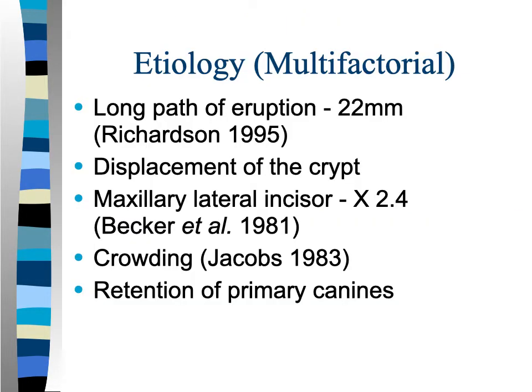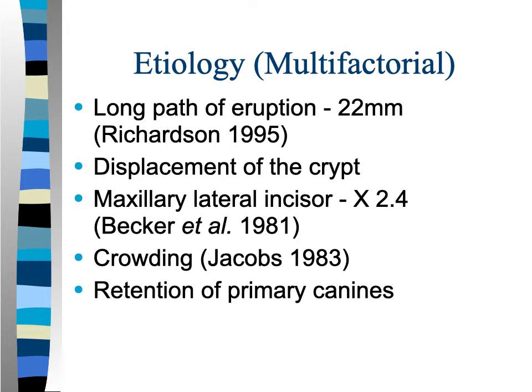So etiology of impacted canines: long path of eruption. The canine takes about 22 millimeters; it starts up near the orbit and goes all the way down into its position. And this is the work done by Richardson. Sometimes the displacement of the crypt or the bud. Problems with maxillary lateral incisors, and this is the work done by Becker et al.